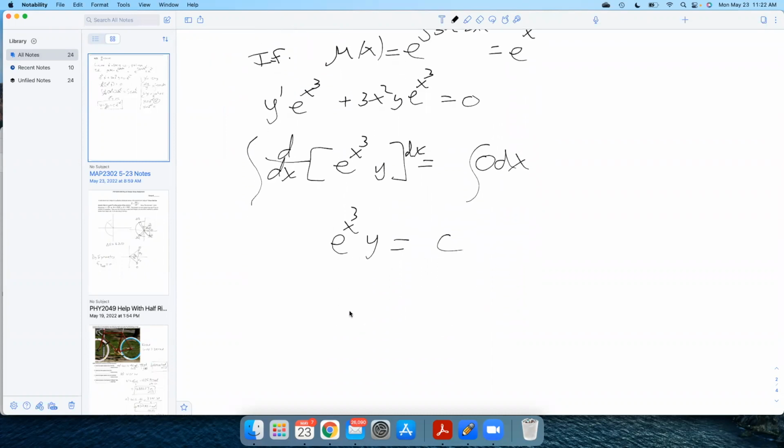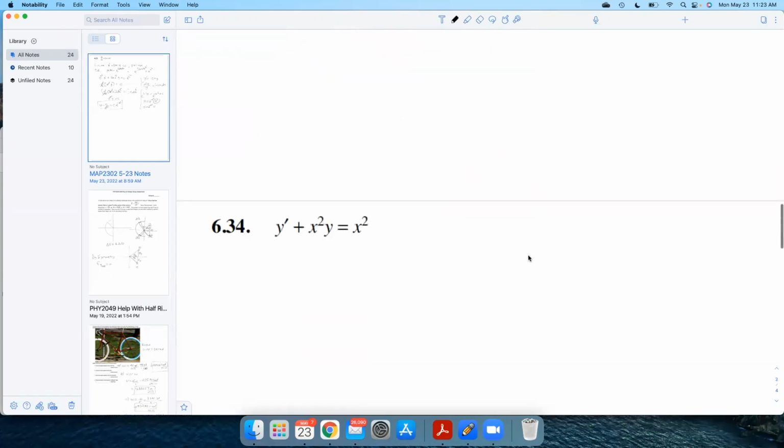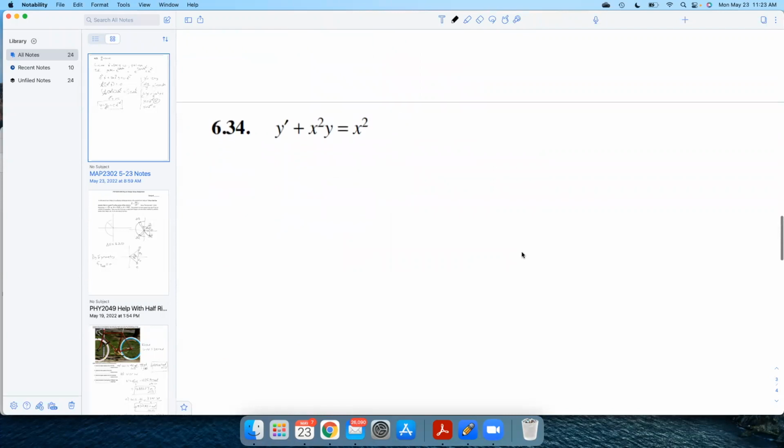And then again, look, it's almost the same problem as before. I could write that as c over e to the x cubed, or c e to the negative x cubed. Either of those is fine. Okay, let's do a couple that are a little more complicated where, like here, we actually got something on the other side.